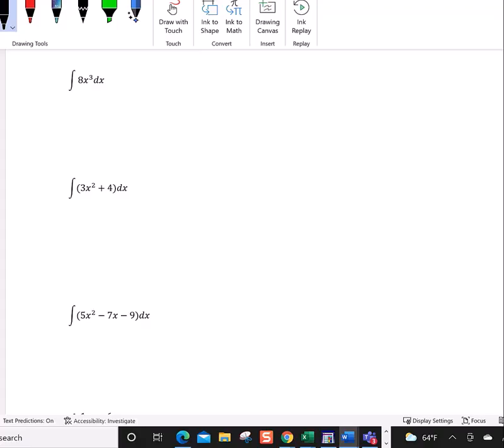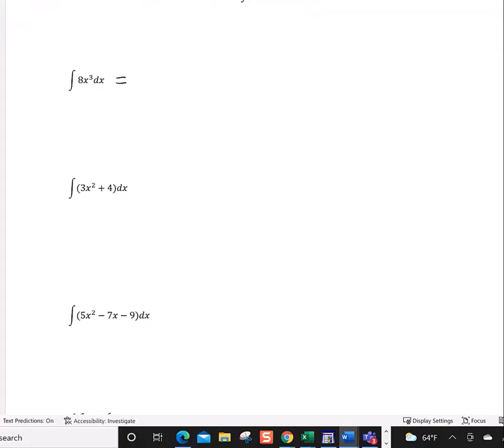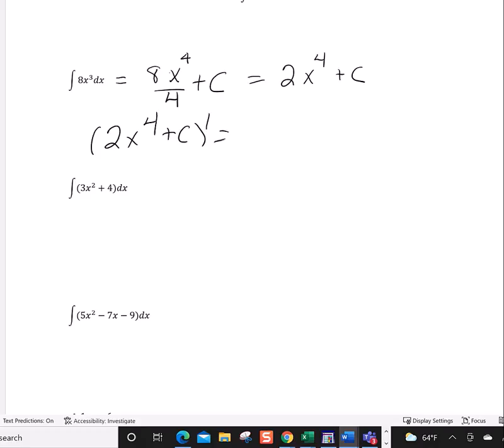So the first one I have is 8x cubed dx. So I keep the 8. X was 3. I make it power 4. I divide by 4. I add c. 8 and 4 cancel. That becomes a 2x to the 4th plus c. Again, you could check this. If I take the derivative of 2x to the 4th plus c, 4 comes down. 4 times 2 is 8. I subtract 1 from the power, so now that's a 3, and the constant goes away. So I'm right back where I started.